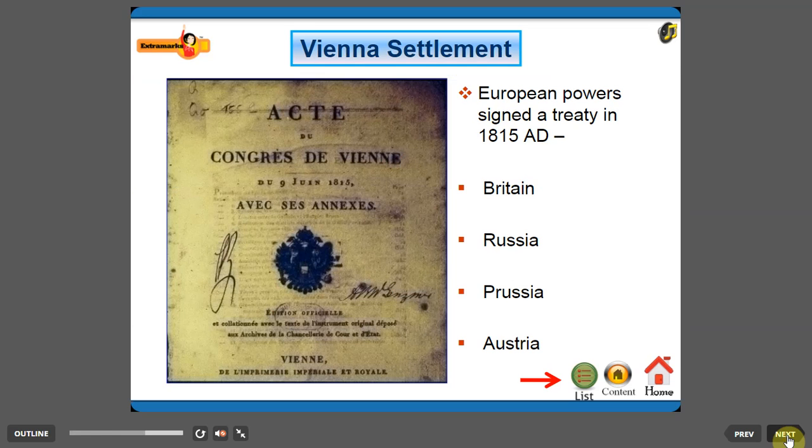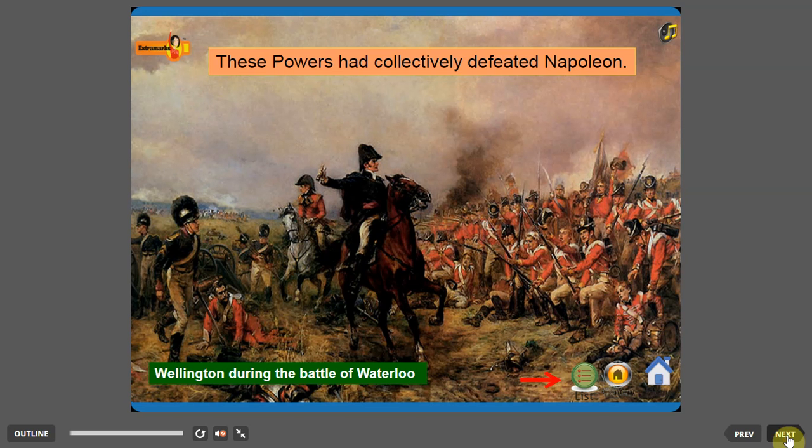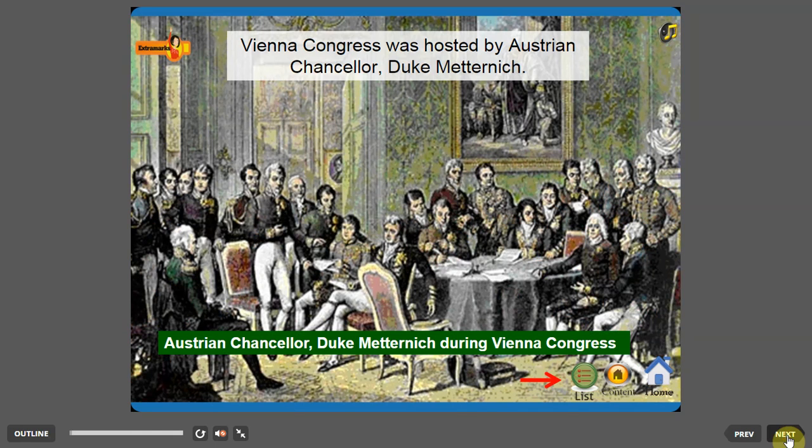Vienna Settlement. This is one of the very important settlements which was signed after the downfall of Napoleon between the French army and the European combined forces of Britain, Russia, Prussia and Austria in 1815 at the place called Vienna. Now, all these powers had collectively defeated Napoleon at the Battle of Waterloo. They all had supported the Duke of Wellington during this battle. In this photograph also you can see it clearly.